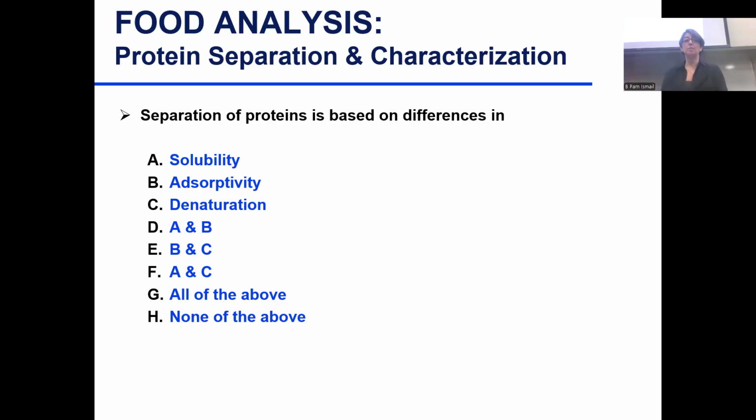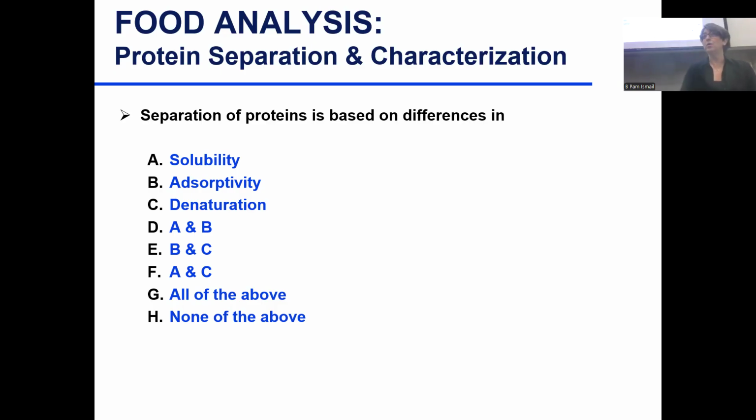Texturized vegetable protein, so you produce the ingredient. In order to produce the ingredient, you need to separate it from multiple components in the source and then isolate, purify. So that's why it's important in industry.